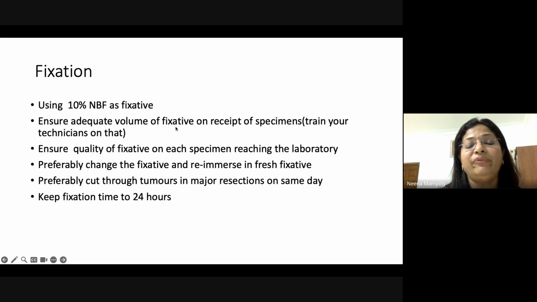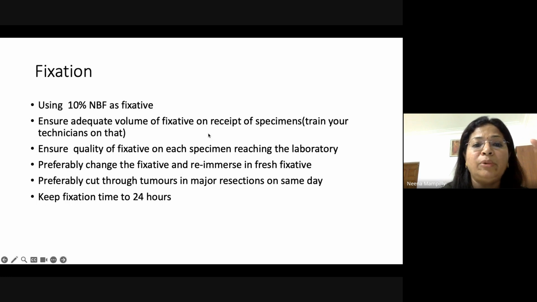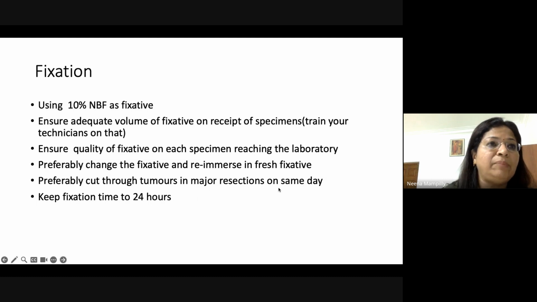Ensure adequate volume of fixative on receipt of specimens. So you have to train your receptionist or whoever the technicians are on that. Make sure the volume of fixative is the correct amount. Ensure the quality of fixative on each specimen reaching the laboratory. Preferably change the fixative and re-immerse in fresh fixative. And preferably cut through tumors in major resections on the same day. So if you don't have time to gross the specimen, at least give a cut right through the tumor, just one cut, so that your cold ischemia time is minimized. And keep fixation time to 24 hours.